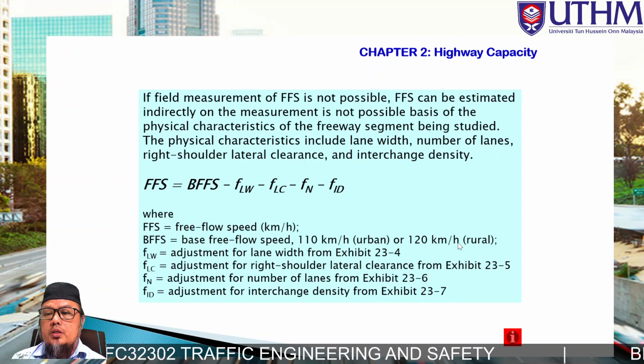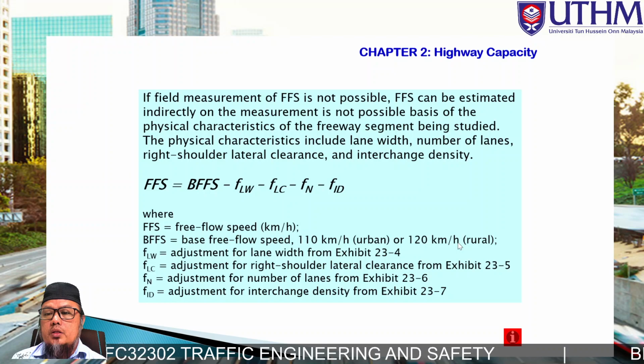And the rest is still similar to multi-lane analysis. We have factor for lane width, factor for lateral clearance, factor for number of lanes, and also interchange density. If you refer to this particular table, I have provided this one. The speed flow curve or this nomograph is quite similar to multi-lane capacity, but we still look at these values. Some differ, some are very similar, and they also have different table values, but quite similar factors like this one.